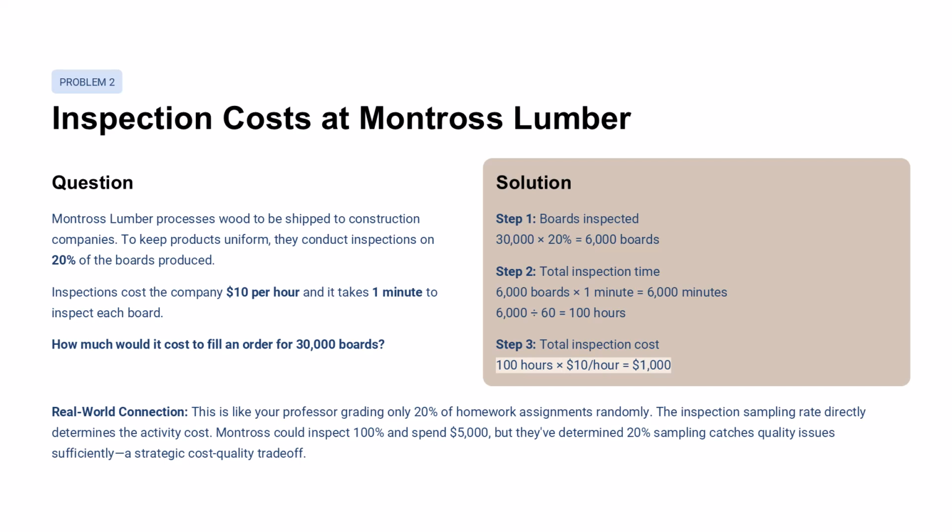In traditional costing, Montross might lump inspection costs into manufacturing overhead and spread it across all products equally. But what if their premium boards, for custom home builders, require 40% inspection, while standard construction lumber only needs 10%? Traditional costing would overcharge the standard lumber and undercharge the premium boards, giving them false profitability signals. ABC reveals the truth. Premium products consuming more inspection activity should bear proportionally higher costs.